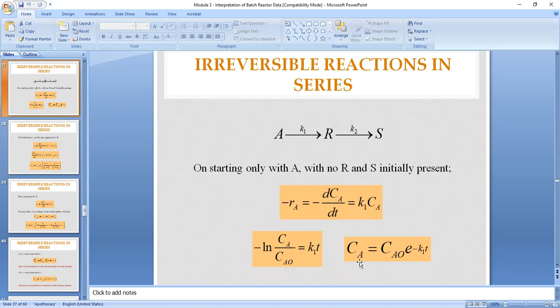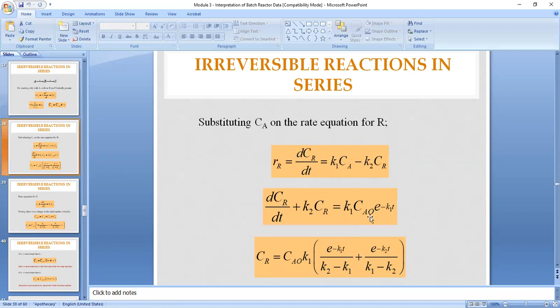So you have to express your C sub A as a function of the initial concentration and the rate constant of the first step. And that's what is done in here. That way, looking at this particular equation, you can have it evaluated using the linear differential equation approach. So this is your unknown function, and this is its derivative comparable to dy dx.